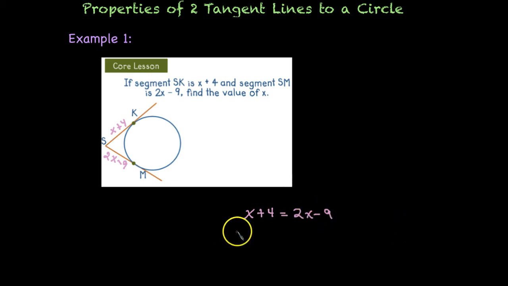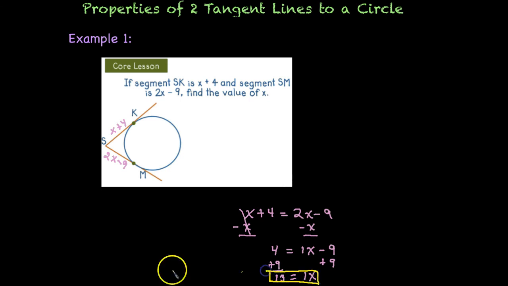Then we can solve. We'll combine our x's together on the same side. These cancel. And we are left with 1x on this side minus 9 equal to 4. All right, we'll move the 9 over to combine it with the 4. And now we're left with 13 equals 1x, or x equals 13. And that is our solution. Let's look at a few more examples.